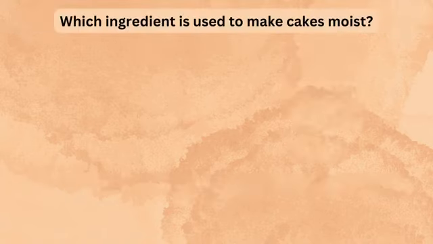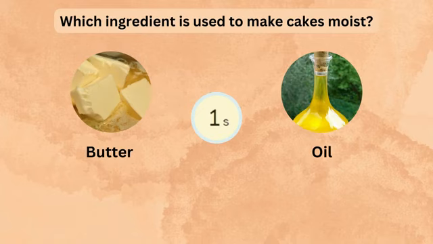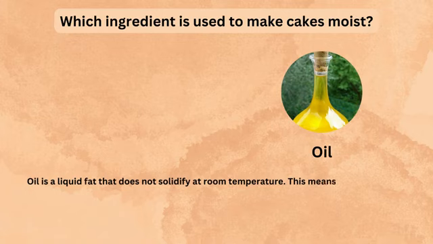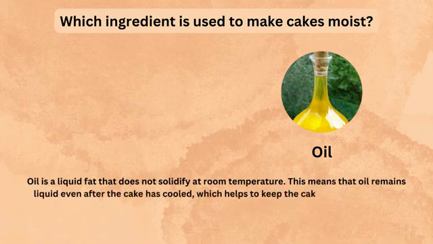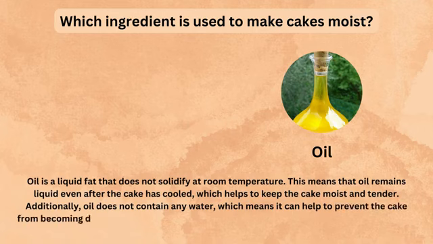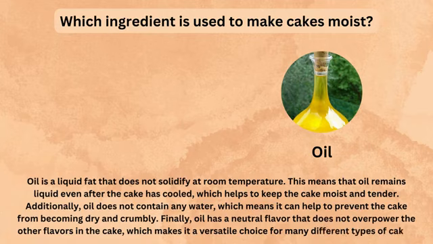Which ingredient is used to make cakes moist? Butter or oil? Oil is a liquid fat that does not solidify at room temperature. This means that oil remains liquid even after the cake has cooled, which helps to keep the cake moist and tender. Additionally, oil does not contain any water, which means it can help to prevent the cake from becoming dry and crumbly. Finally, oil has a neutral flavor that does not overpower the other flavors in the cake, which makes it a versatile choice for many different types of cakes.